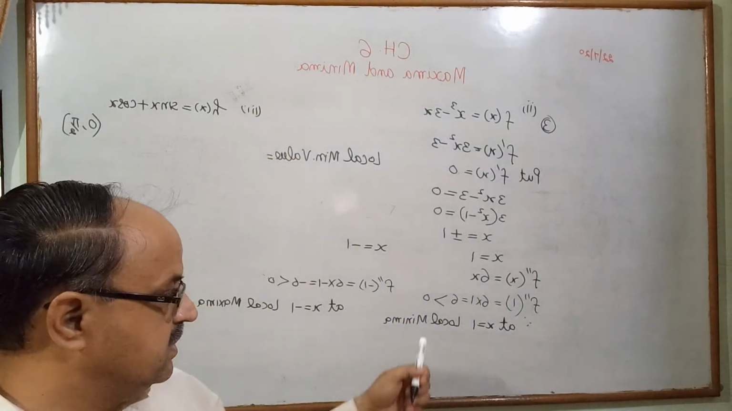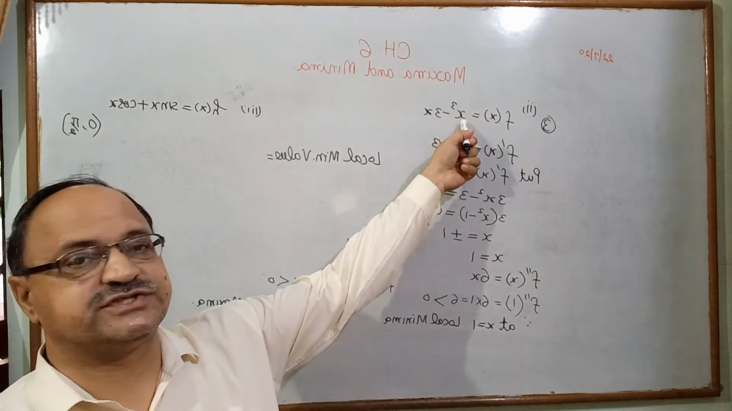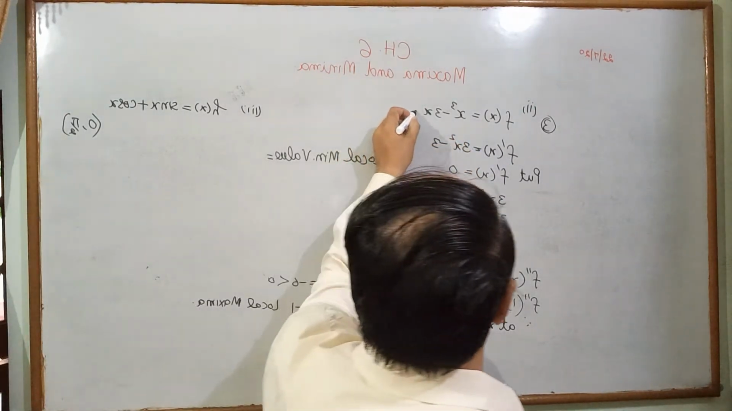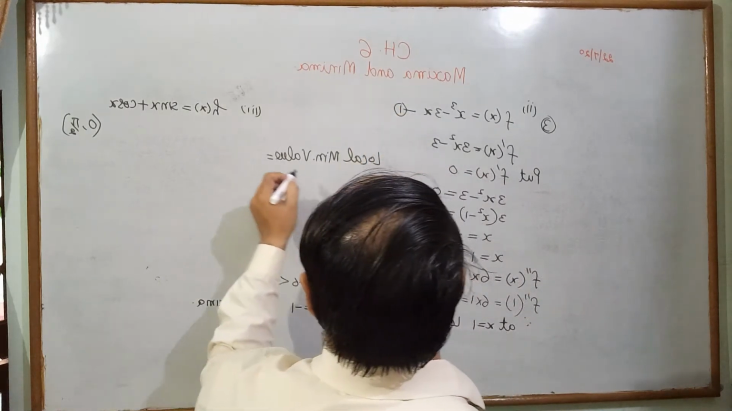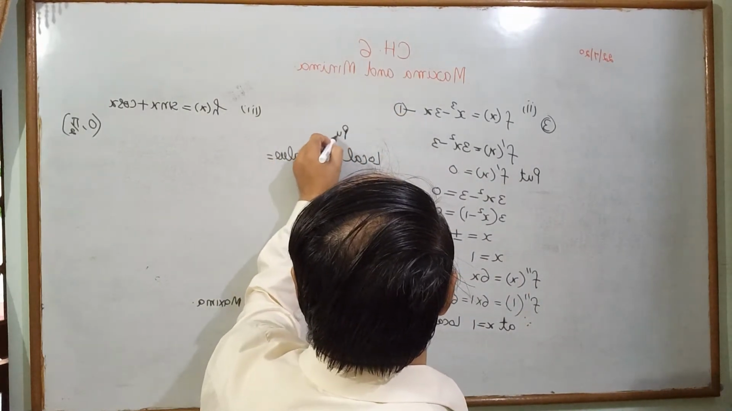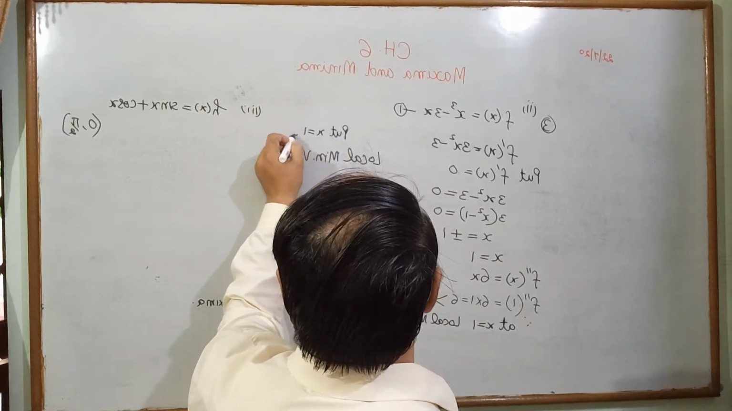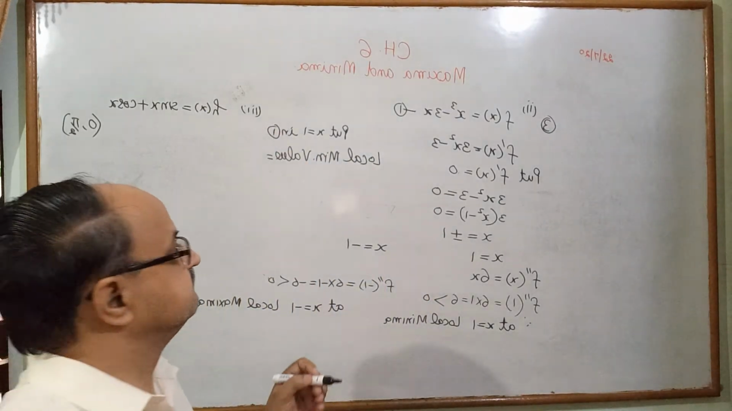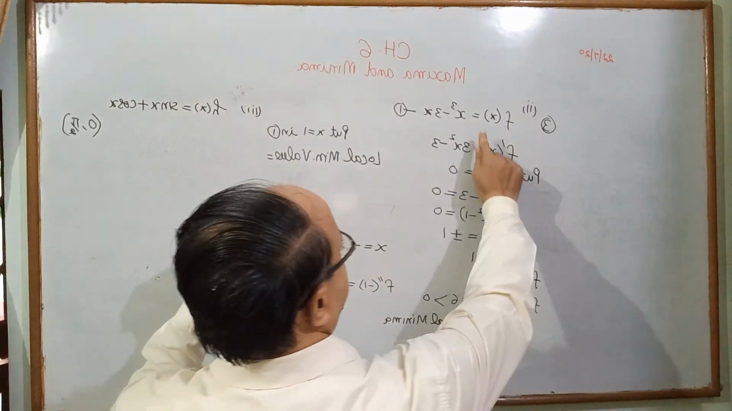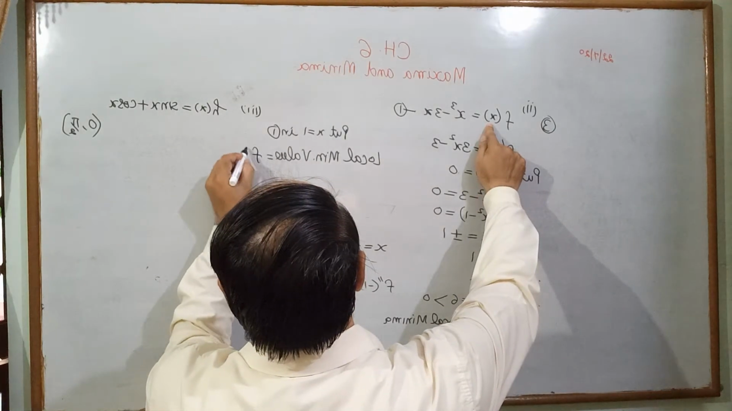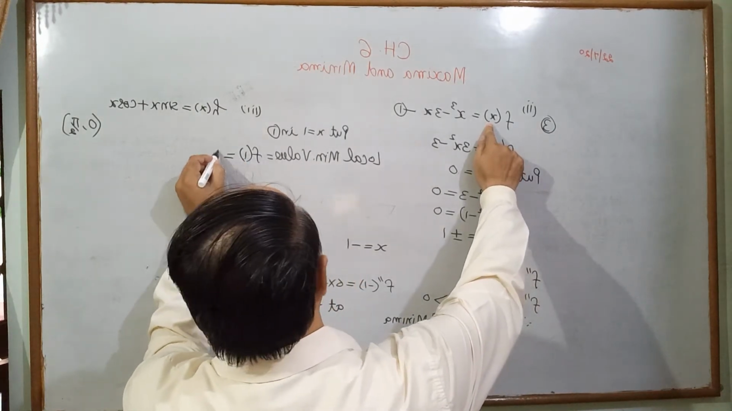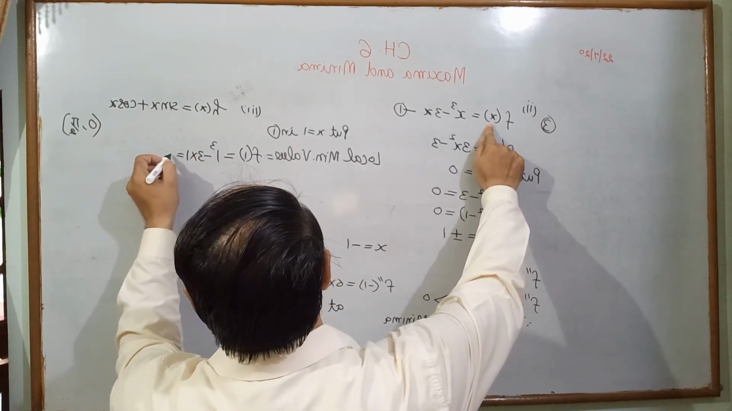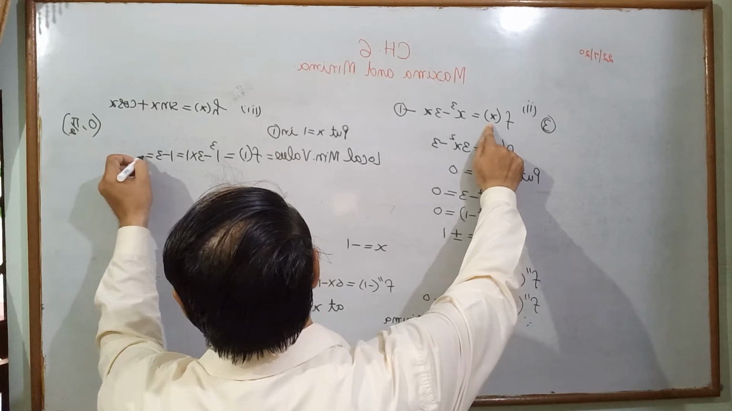Put x is equal to 1 in the original function. Put it in first. Correct? When you put 1 here, then f of 1 is equal to 1 cube minus 3 into 1. The answer is 1 minus 3, that is minus 2.